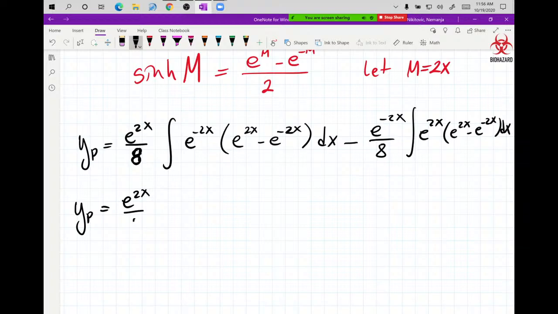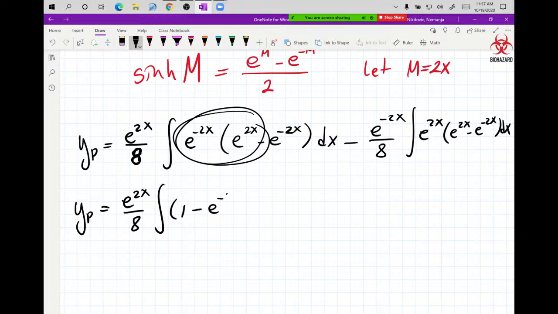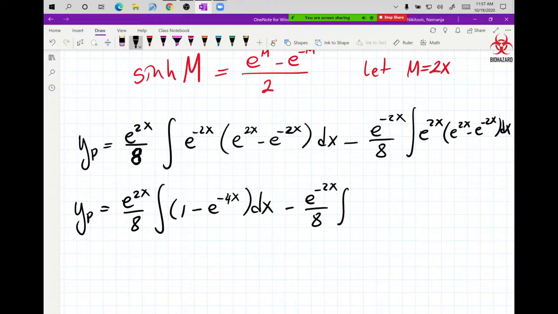So what do you have? E to the 2x over 8 integral. When you distribute this, it becomes a 1, right? Because it's just e to the 0. So it's 1 minus e to the minus 4x, because minus 2x, when you add them, is negative 4x dx. That's a joke to integrate. And the second one is another joke. This time you have e to the 4x minus 1.